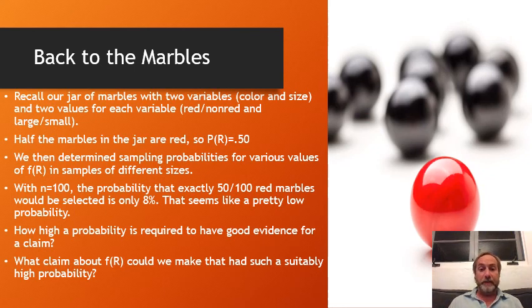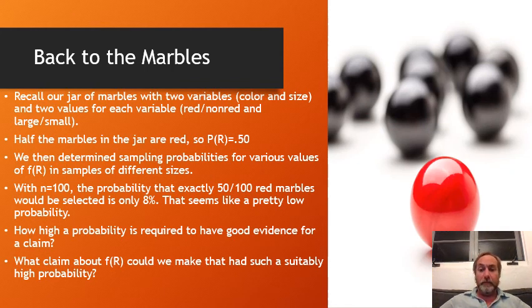We then determine sampling probabilities for various values of FR and samples of different sizes, right? We've already done that in the last lectures. So we know that, for example, when the sample size is 100, when n equals 100, the probability that from a sample of 100, exactly 50 would be red is 8%. And that feels like a low probability, being that that is the actual probability in the population. The relationship between our sample and the population is not super helpful if that's the case, right?